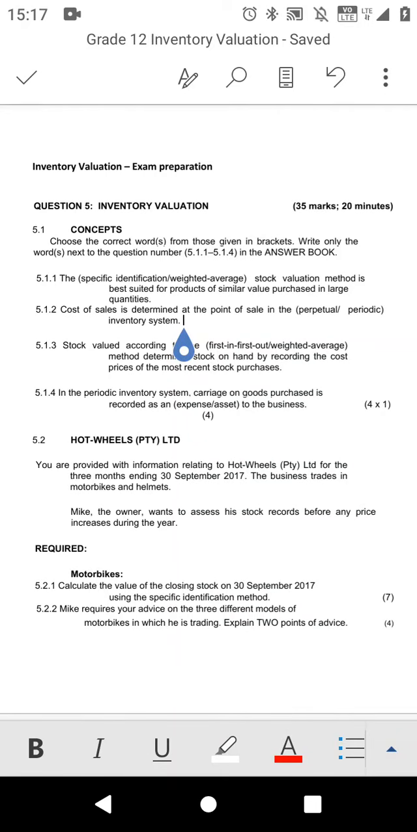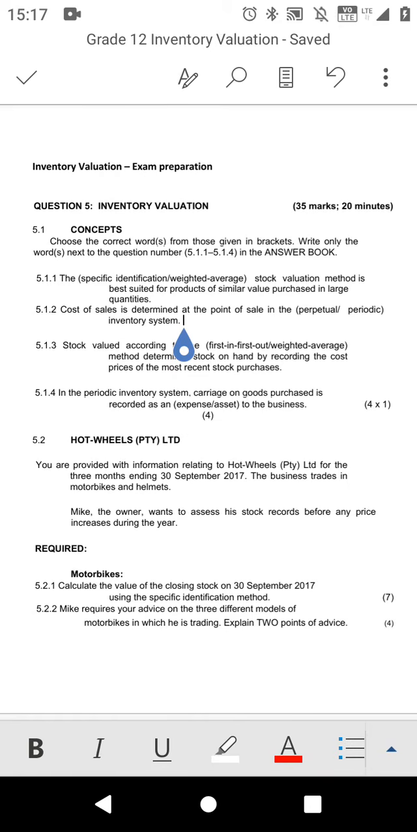Alright, welcome grade 12. On today's lesson, I'm going to give you an explanation on inventory valuation. This is a simple, straightforward chapter. I hope you will learn something from the activity that I'm going to give you today. This is basically a question which was set on one of the previous papers.